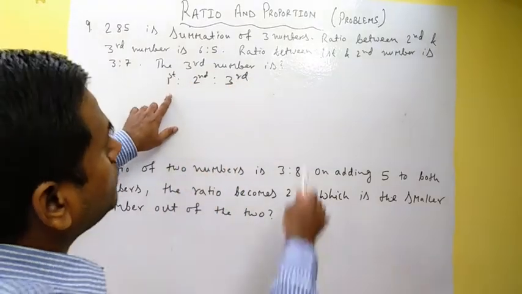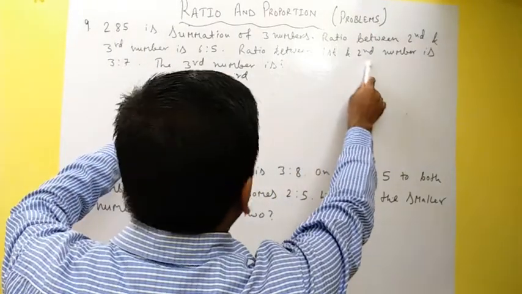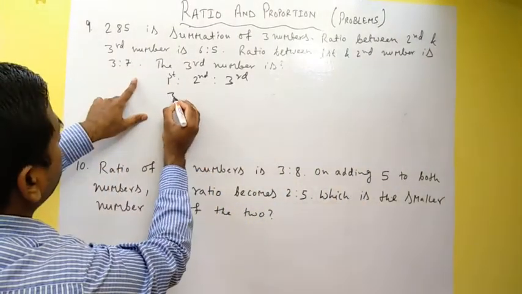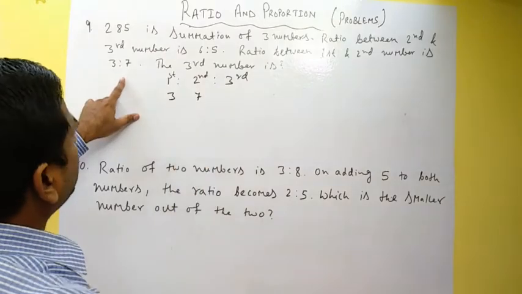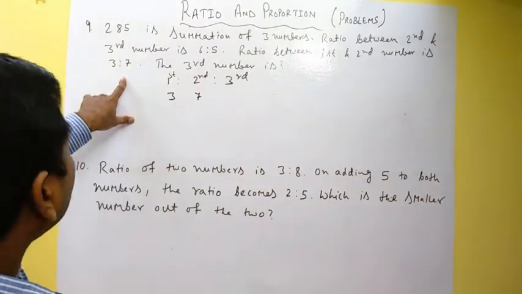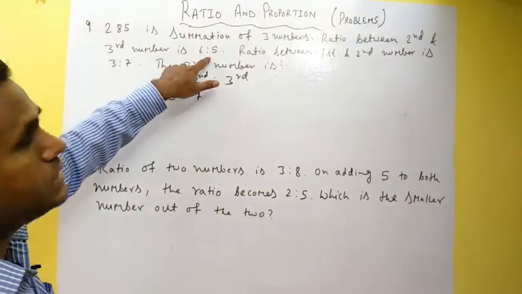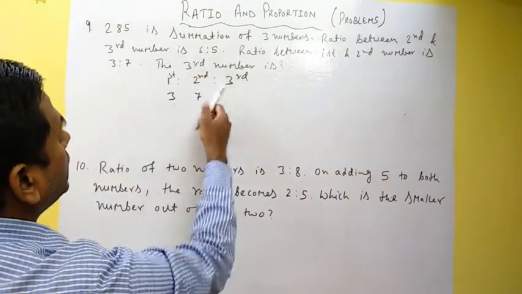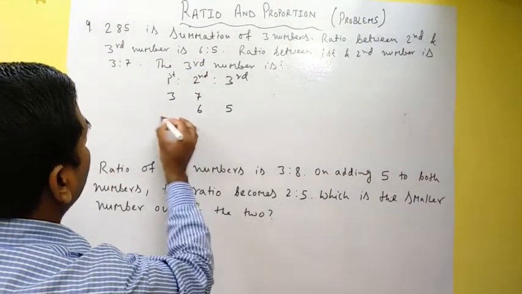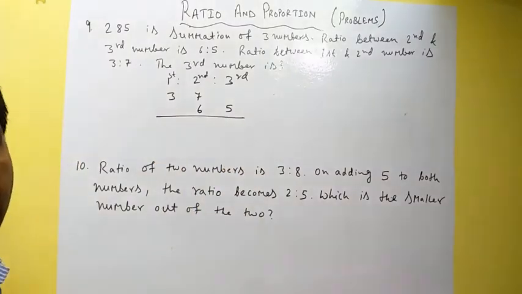So the ratio between first and second number is 3:7. So we will write here 3:7. Okay, now the ratio between second and third is 6:5. So second and third is 6 and 5, 6:5. So we'll write like this.